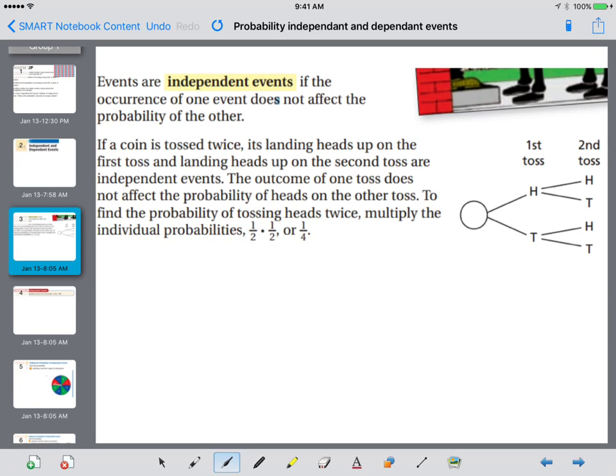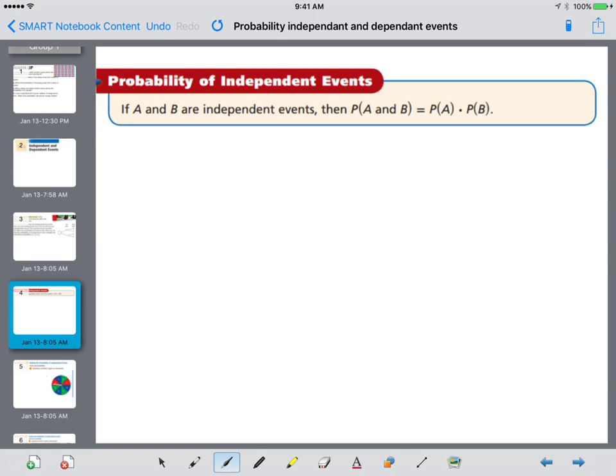So when we have independent events, all we have to do is find the probability of A, find the probability of event B, and multiply them together. So we have two separate events. We're going to multiply them together after we find the individual probabilities of each one.